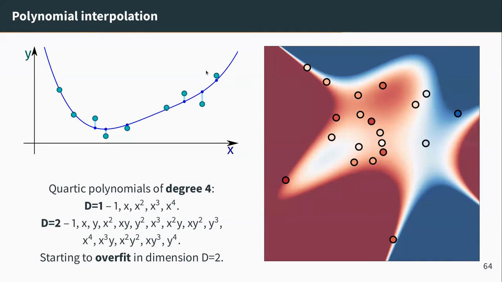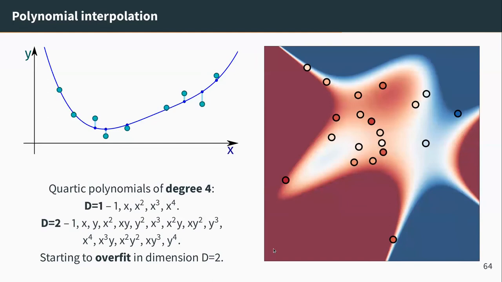In dimension two, you see that I'm starting to overfit. I'm looking at those strange shapes. It looks a bit strange, and in a sense it's normal, because I only have 20 independent values for y, but I have 1, 2, 3, 4, 5, 6, 7, 8, 9, 10, 11, 12, 13, like 16 independent parameters. So I have 16 independent parameters to fit 20 independent values. It's not a surprise that I'm starting to overfit.